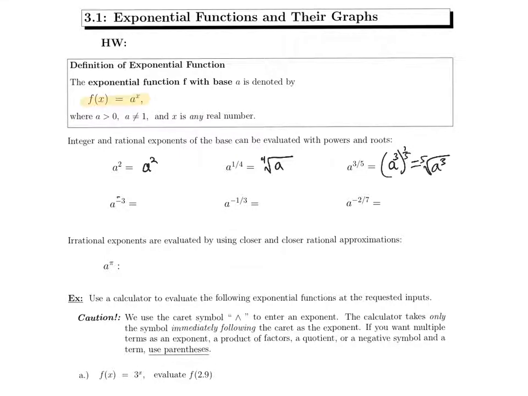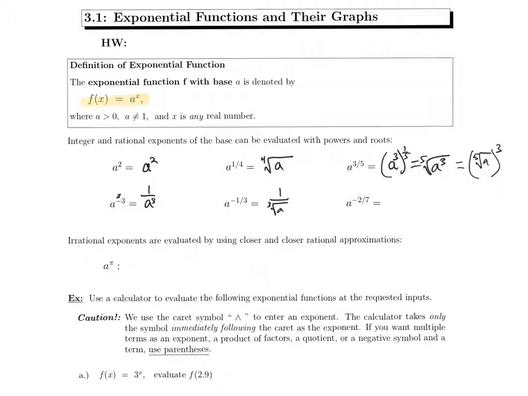That's probably the nicest way to write it. Technically, you could also write it as the 5th root of a to the 3rd power. You can also write the a to the -3 here as 1 over a to the 3rd power. And if you have a to the -1/3 power, then you can write that as 1 over a to the 1/3, which you could write as 1 over the cube root of a.